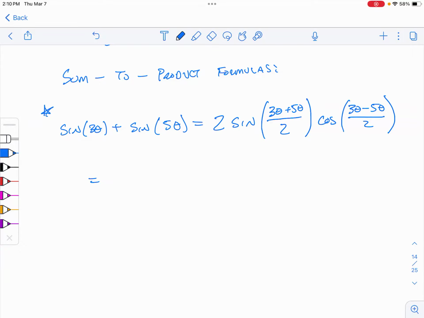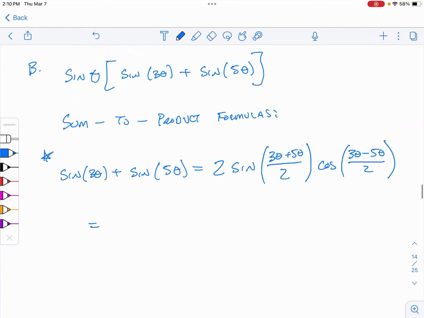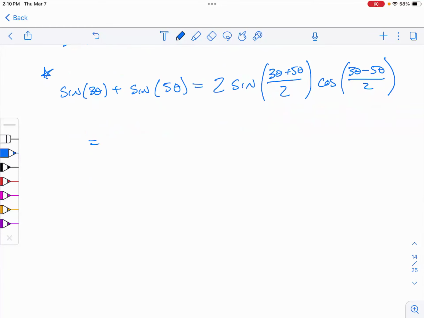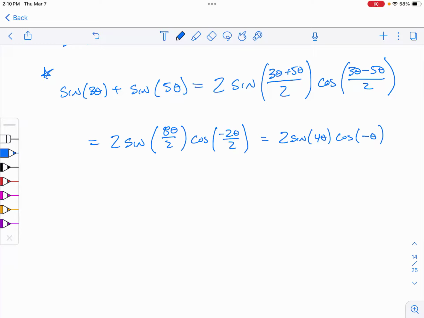And as a note, I'm pulling out the inside, right? I'm just taking it, so I still have that sine theta out front. Just pulling out to use the definition here. I'll simplify this in and then put it back into my equation. All right, so that simplifies me down to 2 sine 4 theta cosine of negative theta.